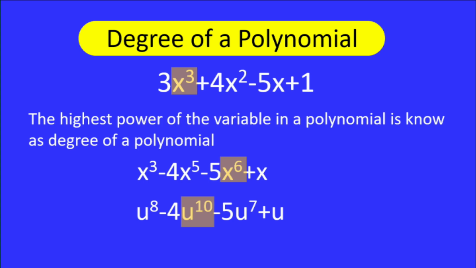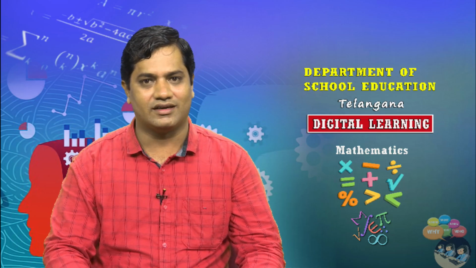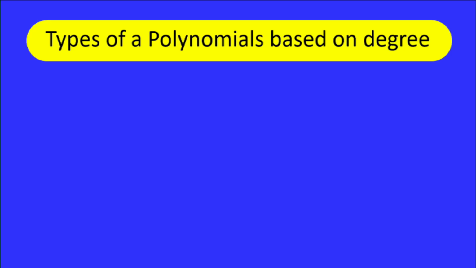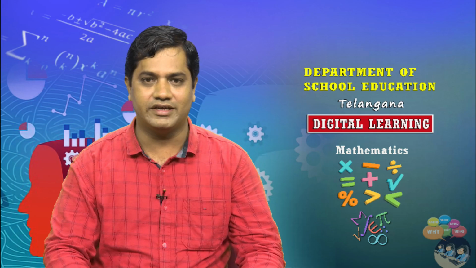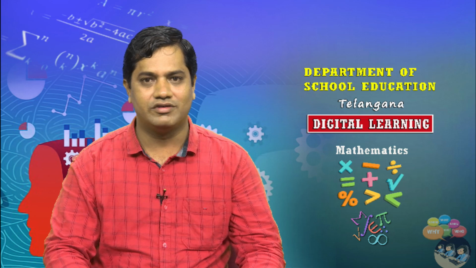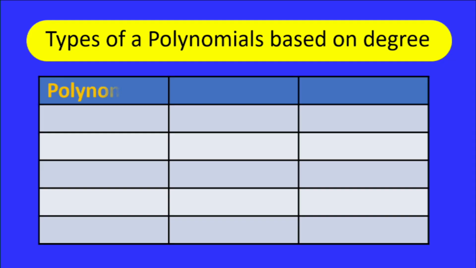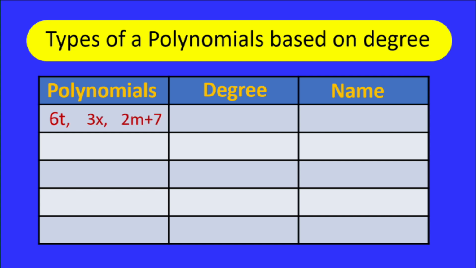Okay. Let us go to the next one. Here, types of polynomials based on degree. We have observed here a lot of examples, various variables. Now with the help of the degree, we will have some names particularly for polynomials. Now try to read these polynomials. 6t, 3x, 2m plus 7. These polynomials all have degree 1. The polynomial whose degree is 1 is called a linear polynomial.